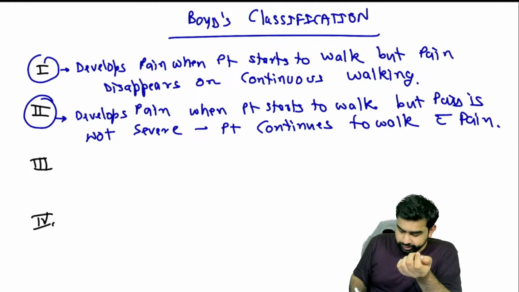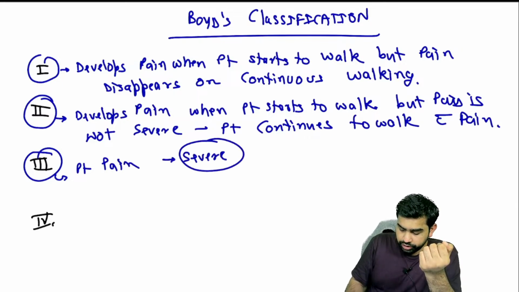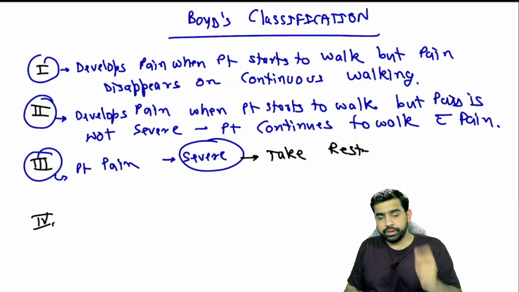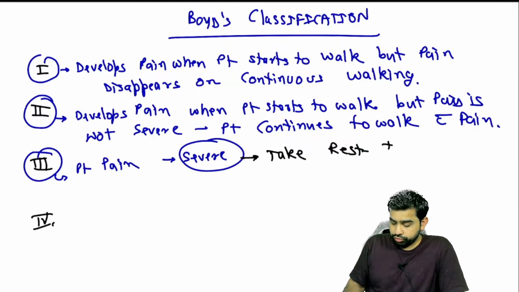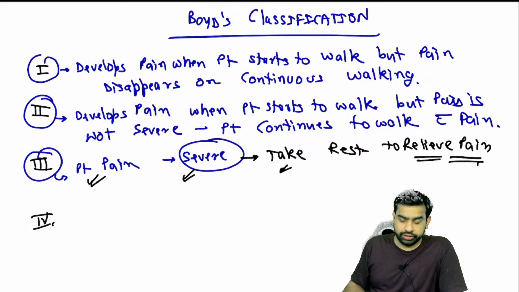What about the Boyd's type 3? Boyd's type 3 is that when the patient starts to walk, the patient develops pain and the pain is severe, and so the patient has to take rest to relieve the pain. What you need to understand is that once the patient takes rest, the pain basically goes down. Are you understanding my point? So the patient develops pain, the pain is severe, and the patient has to take rest to relieve the pain. That's what you need to understand over here.